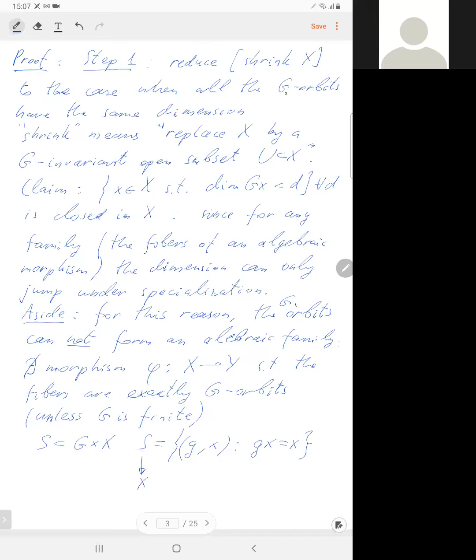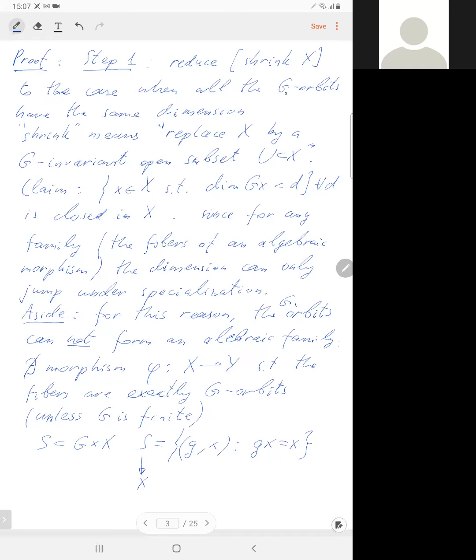And the fibers of this projection are the closed subvarieties in G, the stabilizers, and the dimension of stabilizers can only jump, by this algebraic geometric fact. So the dimension of orbits can only drop. So step 1 is proved.